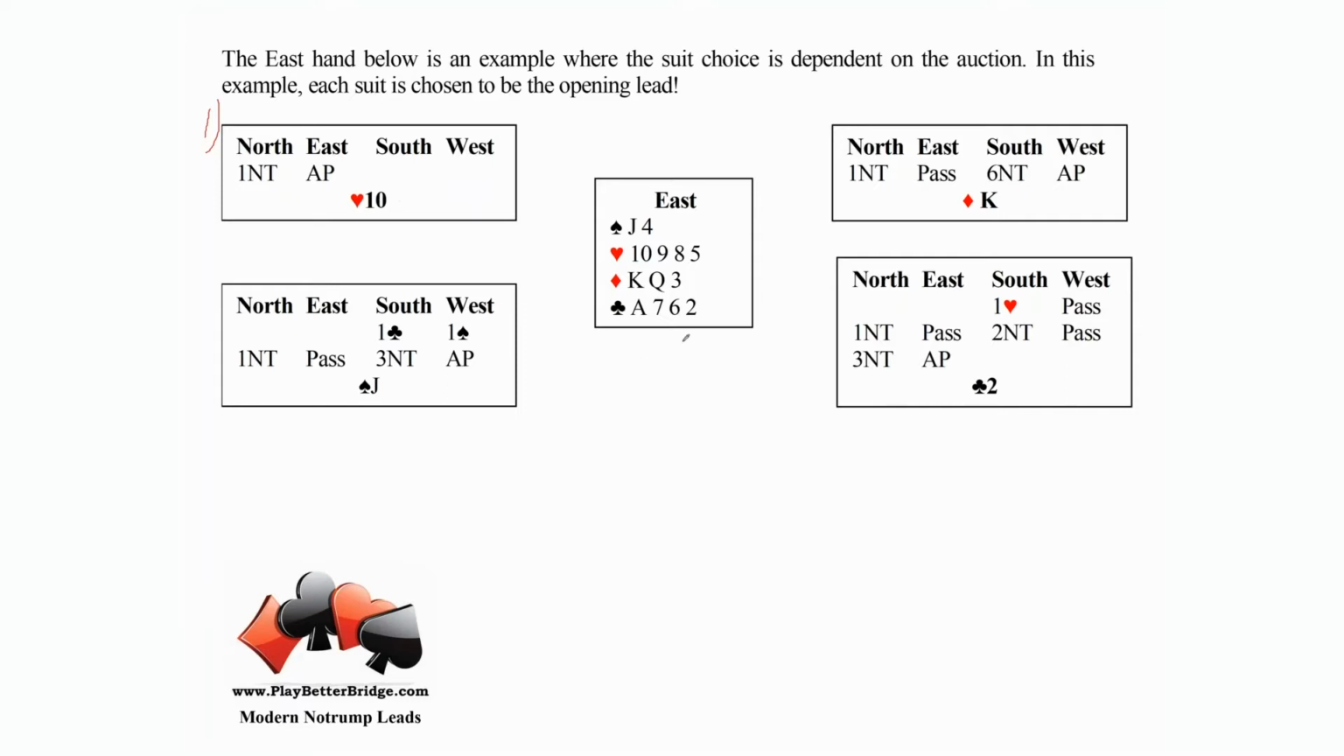So we're going to have this East hand. We're going to have 4 different auctions. And then we're going to have 4 different leads. We're going to lead each one of these suits based on the auction that we hear. That's why listening to that auction is so important. So let's start with the top left. And the auction goes 1 no trump, all pass.